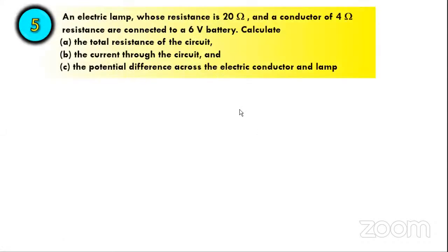An electric lamp whose resistance is 20 ohms and a conductor of 4 ohms resistance are connected to a battery. Calculate the total equivalent resistance in the circuit, the current flowing through the circuit, and the potential difference across the electric conductor and lamp.